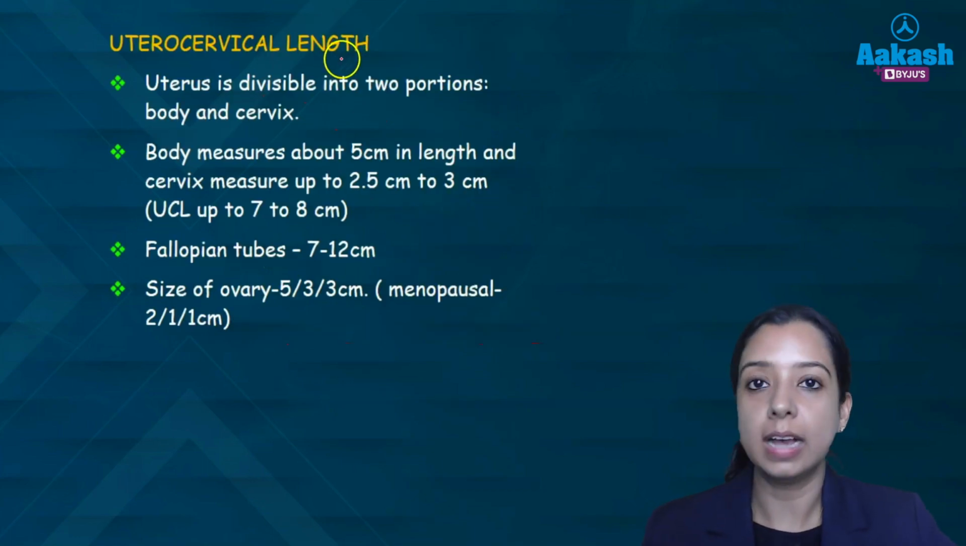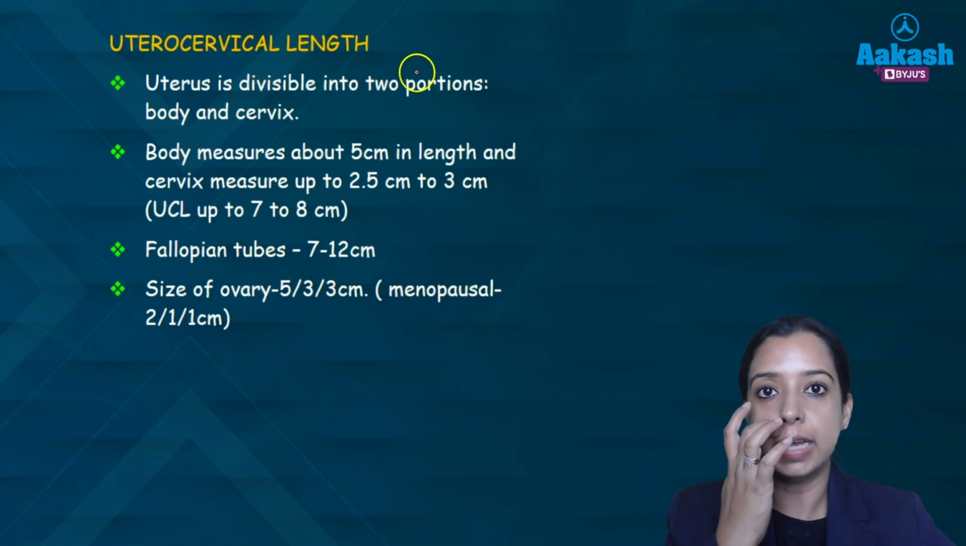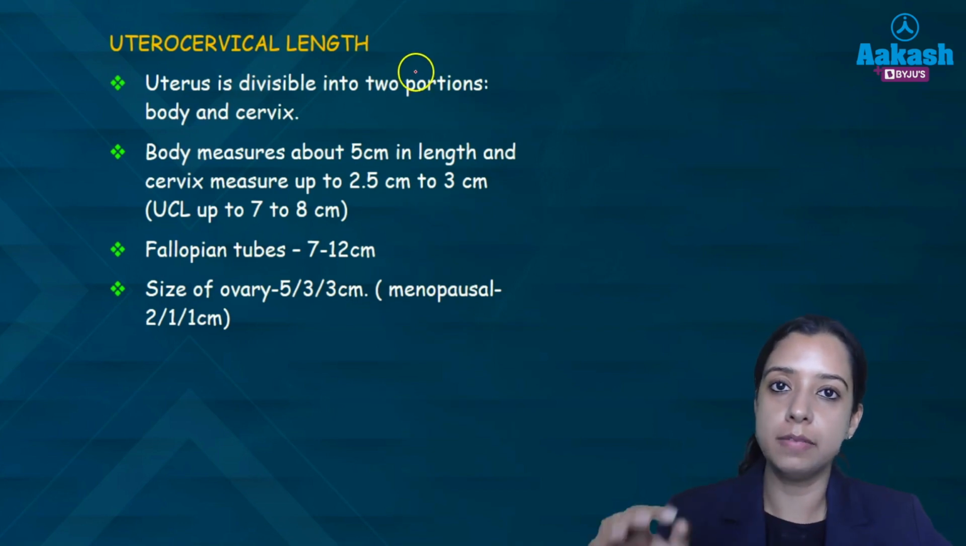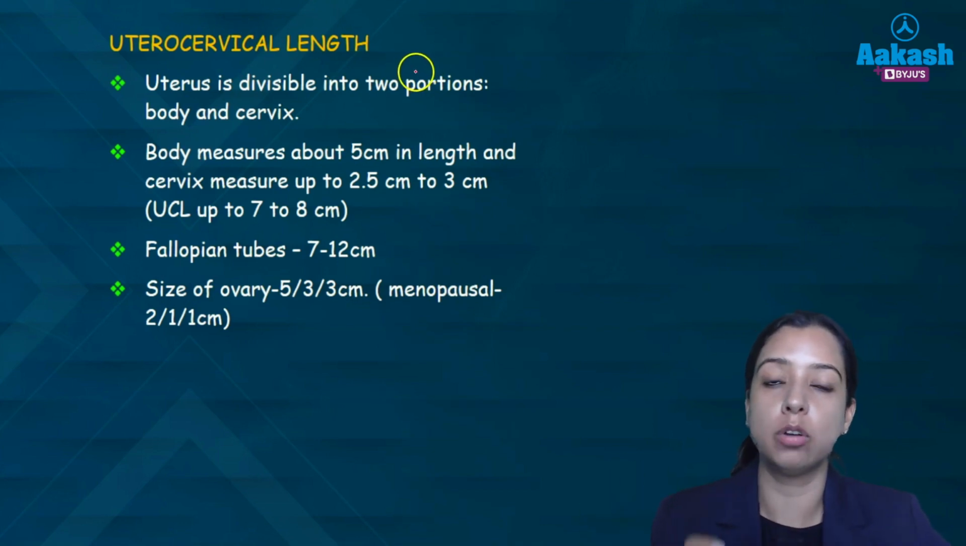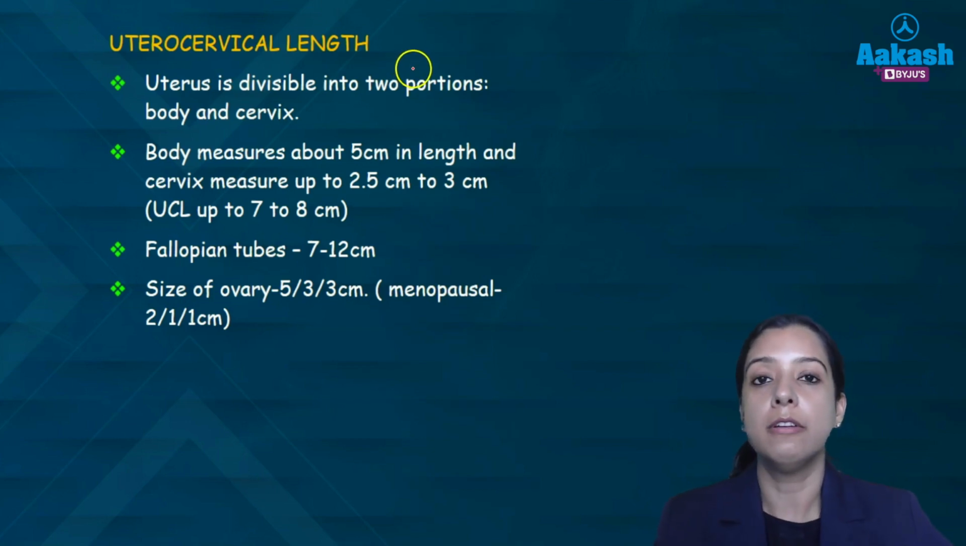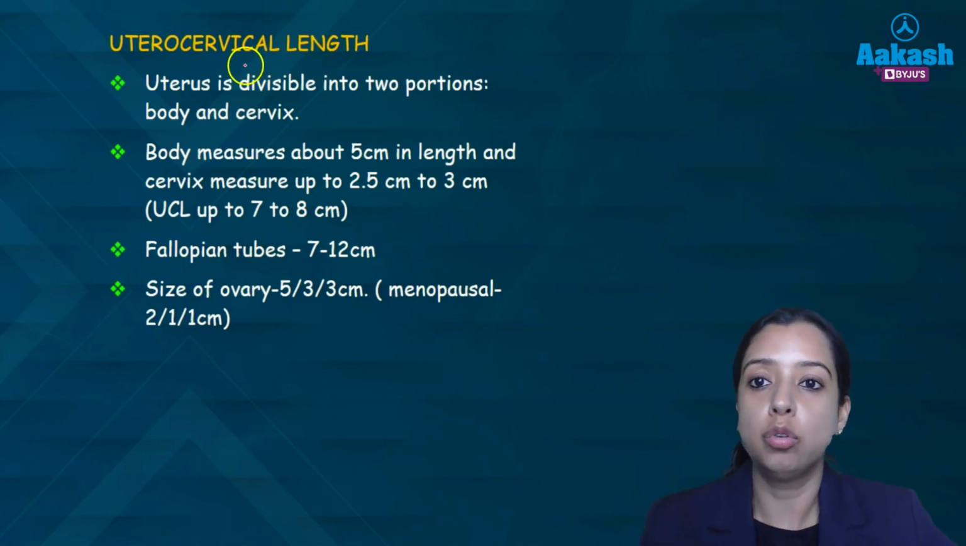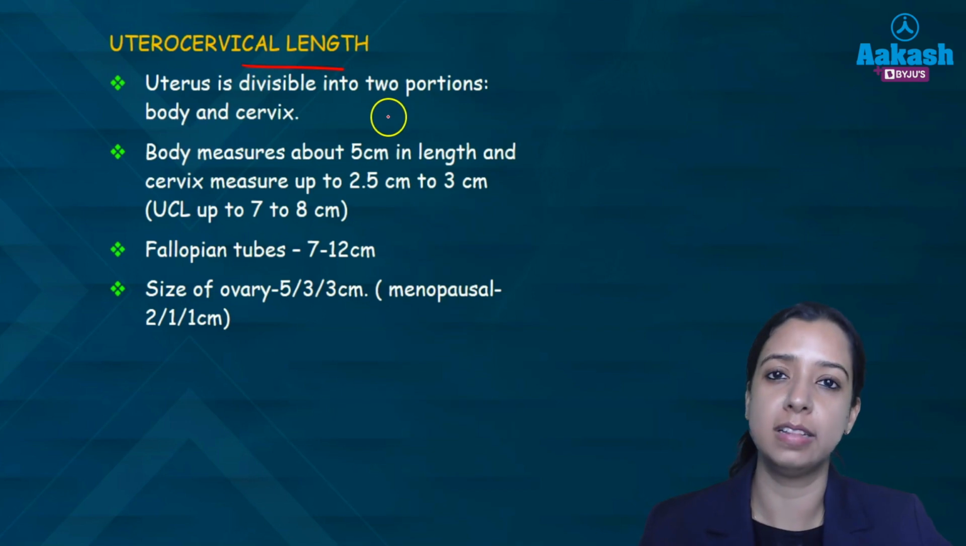Another question which was asked in INI 2021 was about uterocervical length. See, in anatomy of the female genital tract, we will cover only those topics on which questions have been asked in the past. Otherwise, anatomy is very vast, but we are here to cover only the important topics. So uterocervical length was asked in INI 2021. So why is knowing uterocervical length so important?